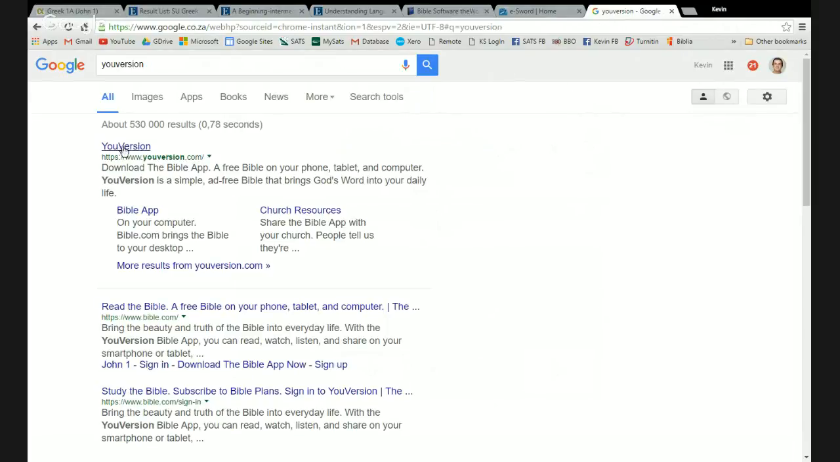Yeah, my assumption would have been to check those sites. So for apps, the ones I consider to be best are the Word, YouVersion, and eSword. So check the free apps.